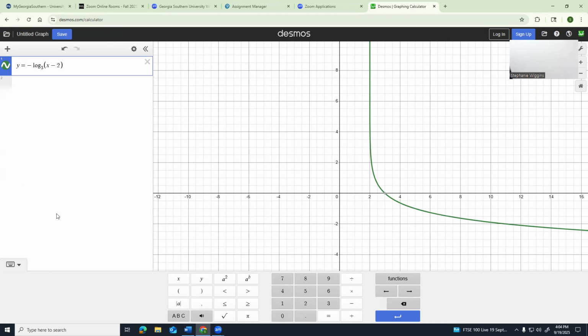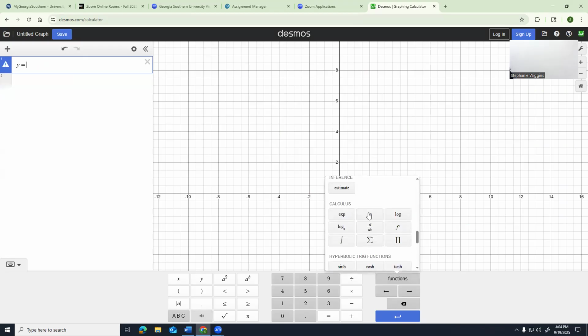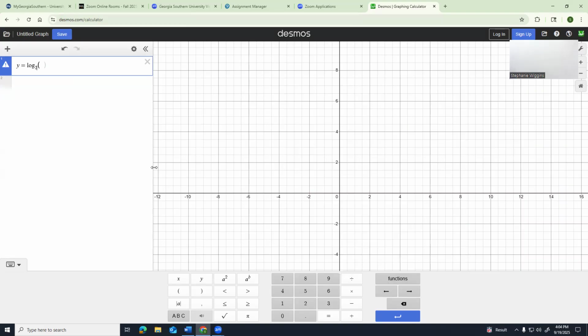All right, let's graph log base 2 of (x minus 3). So I'm going to look for my log function here. Log base 2. Here's log base 2 of x. Okay, that's the basic log function. Now if I subtract 3 inside the function, it's going to move to the right 3 units. And you can see how everything got shifted to the right by 3 units.